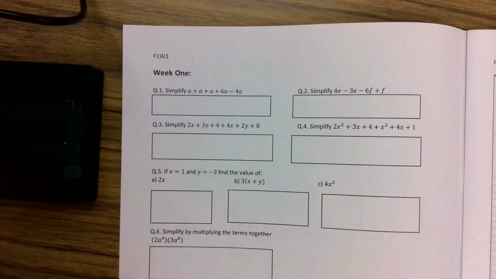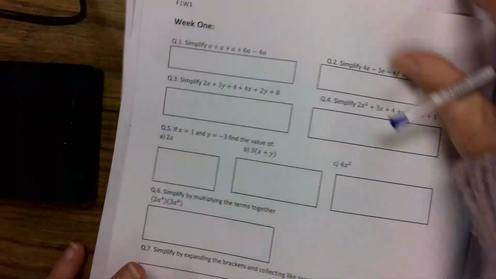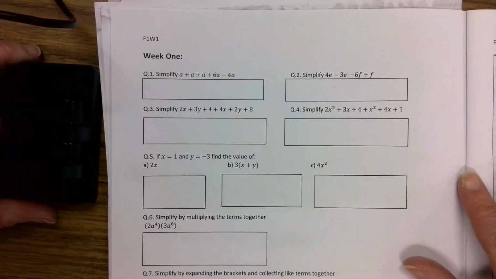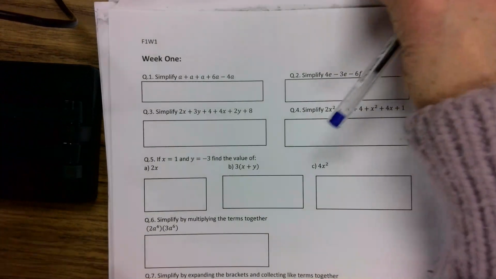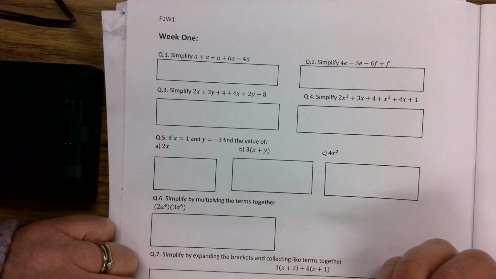So here we have our first question. Let's just get this here. Okay, our first question says simplify. So simplify in algebra just means do what you can. Try and put things together if you can. Add things, subtract things, multiply things, divide things. So that's generally what simplify means.